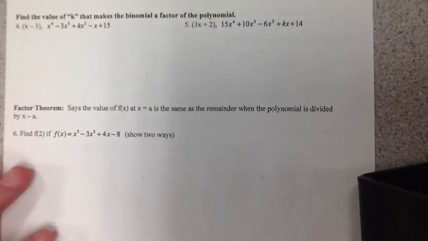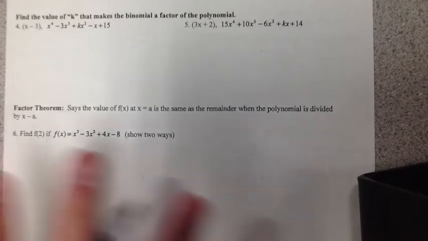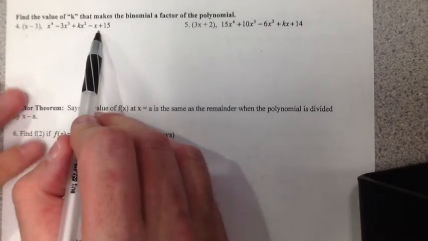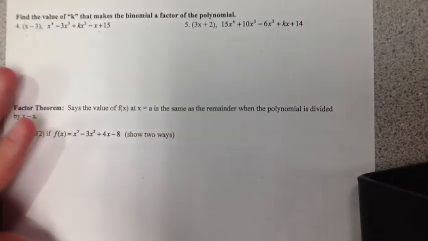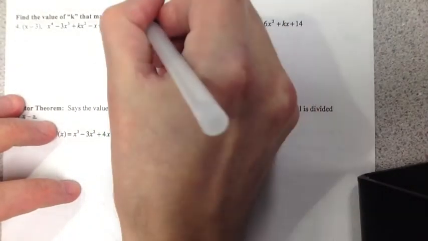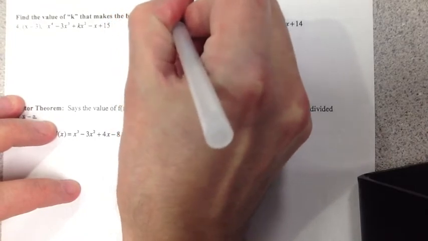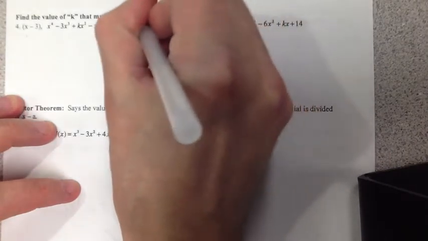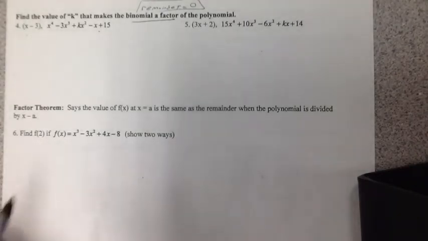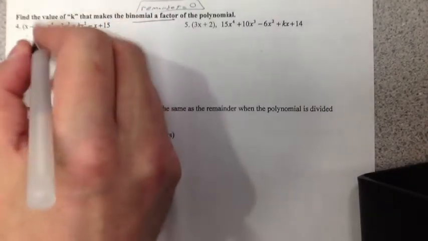Now, for section 2, it's a little bit tougher, more application type of problems, okay? For question number 4, it's asking us to find the value of k that makes the binomial a factor. So I ask myself, if it's a factor, what has to be true? The remainder must equal 0. That's the only thing true about a factor. The remainder has to be 0. So we're going to divide my polynomial.